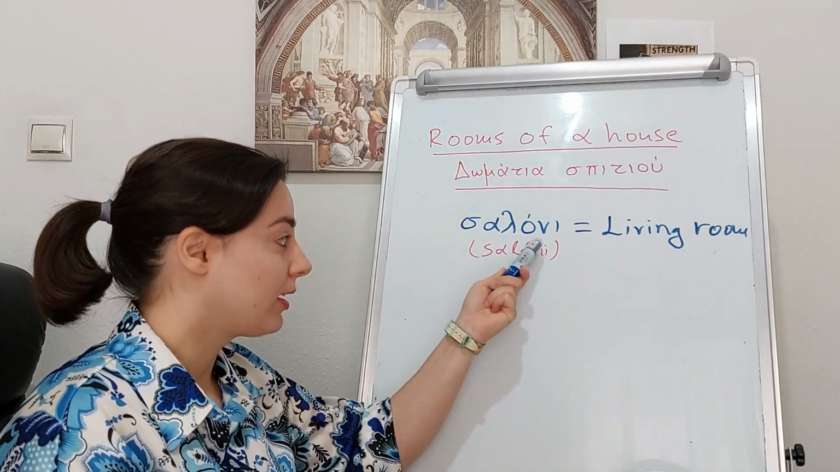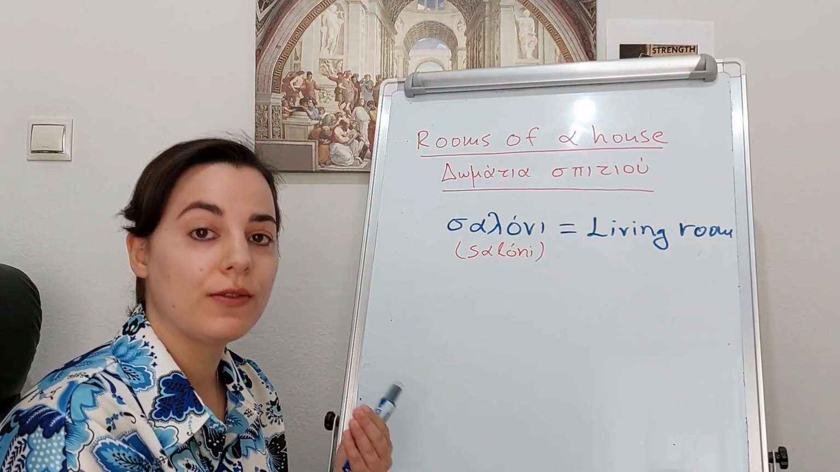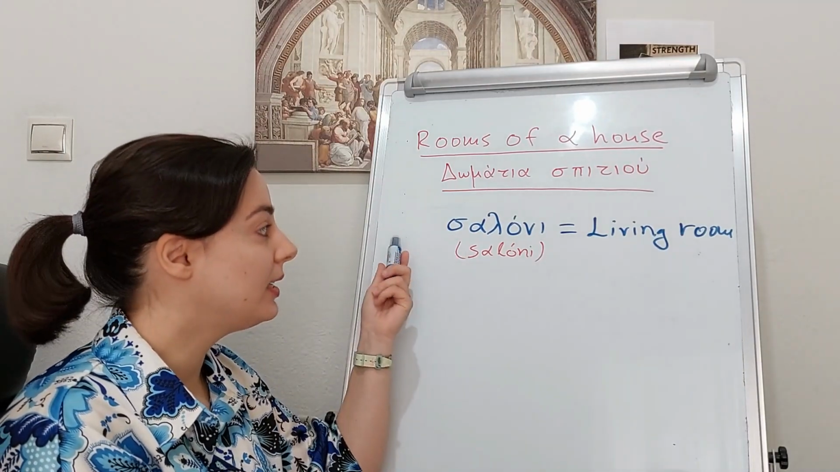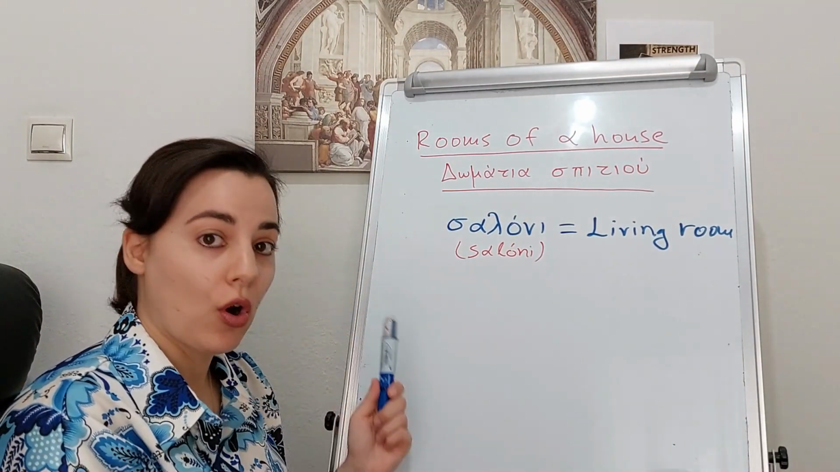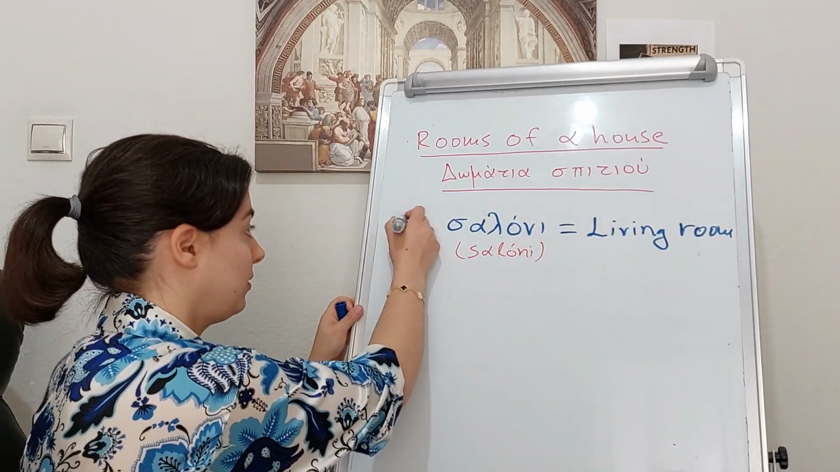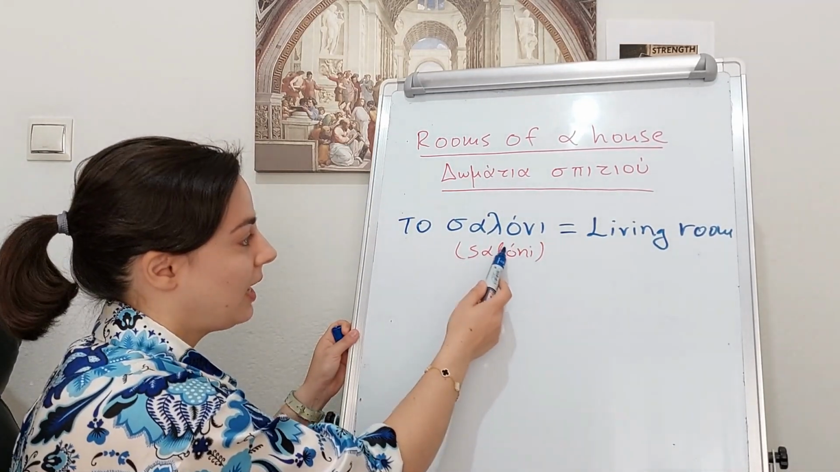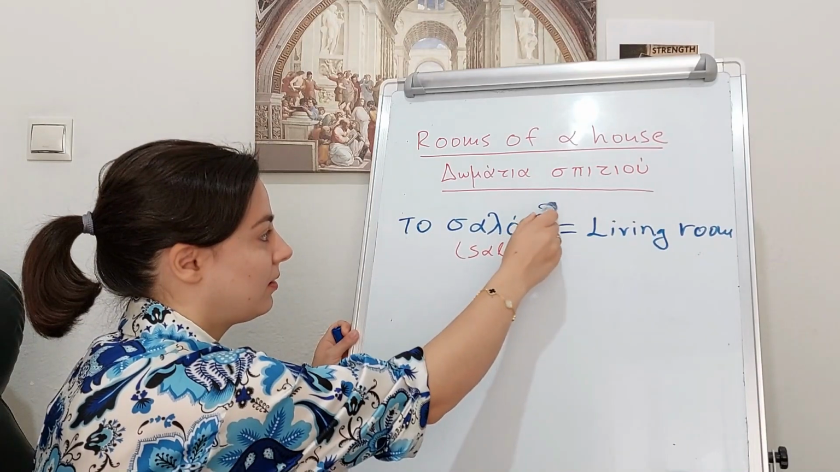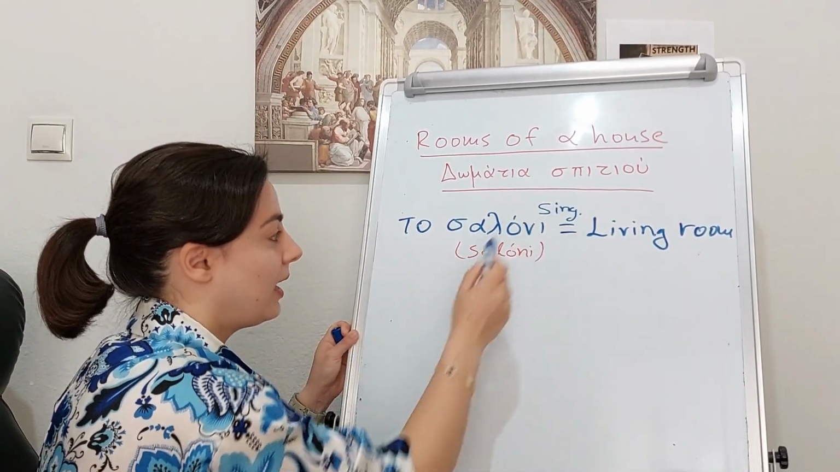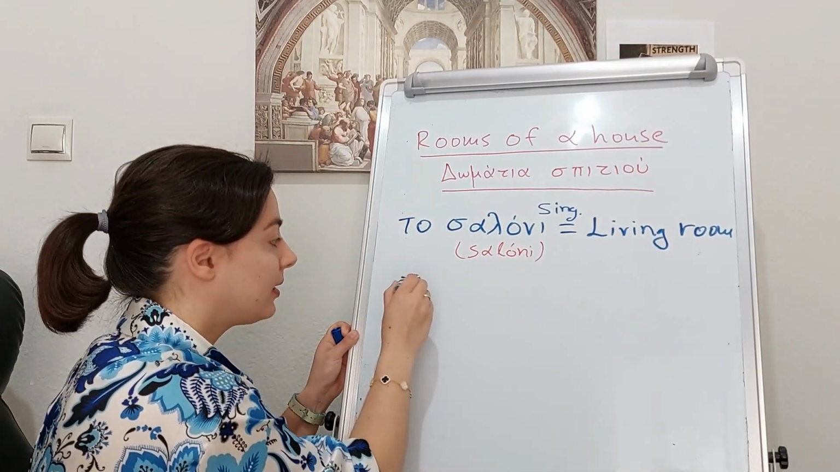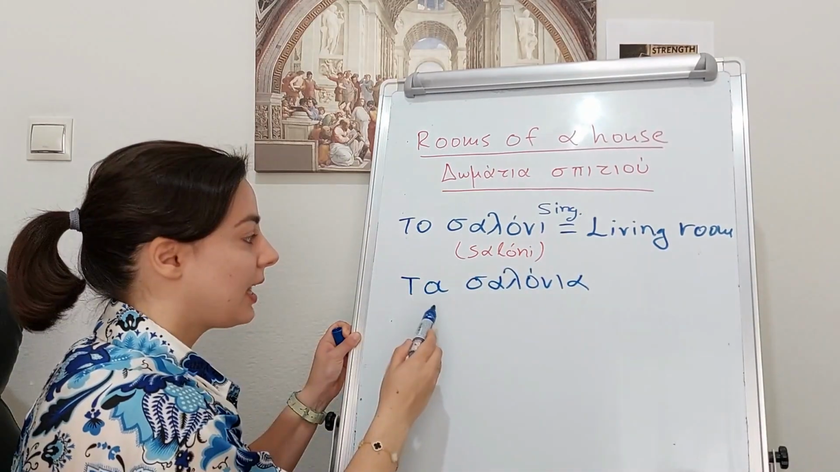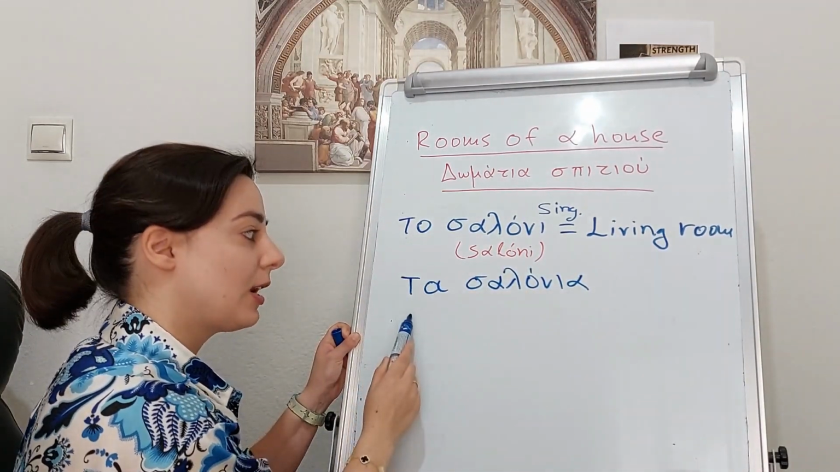Saloni. And the article that we use in front of this substantive is the neutral to. To saloni. It is the singular. And in plural is ta salonia. Ta salonia. To saloni, ta salonia.